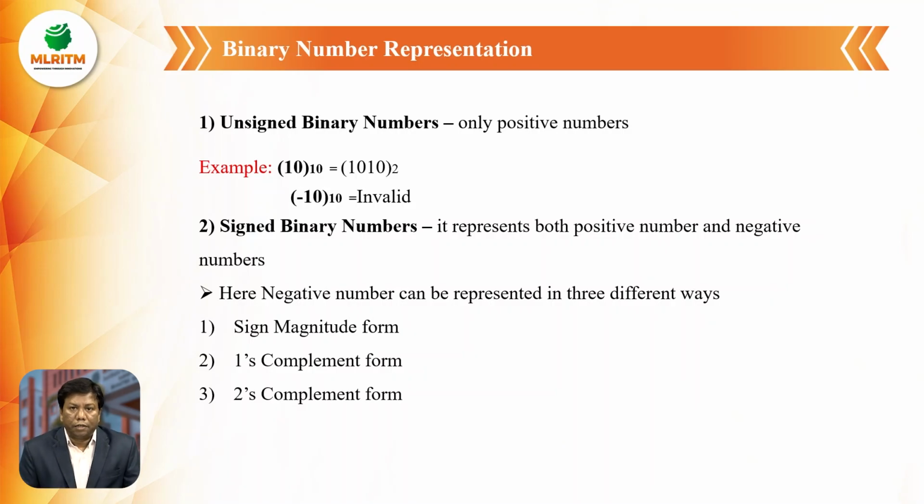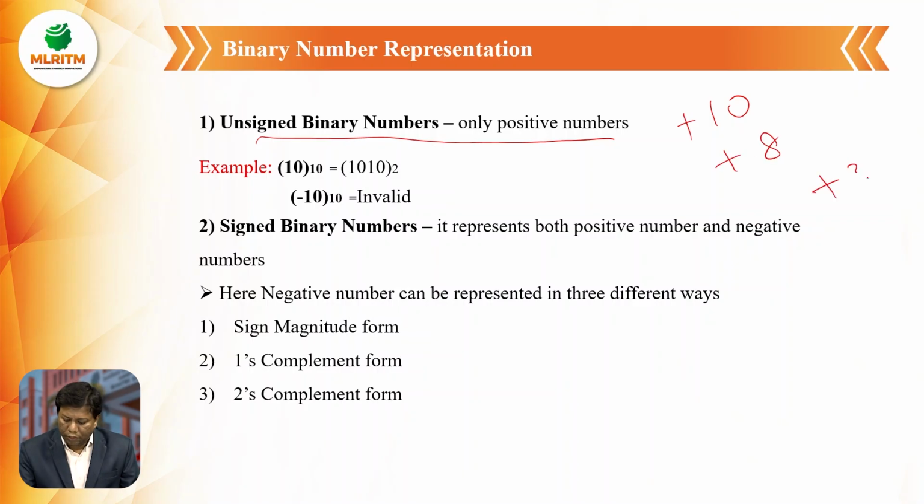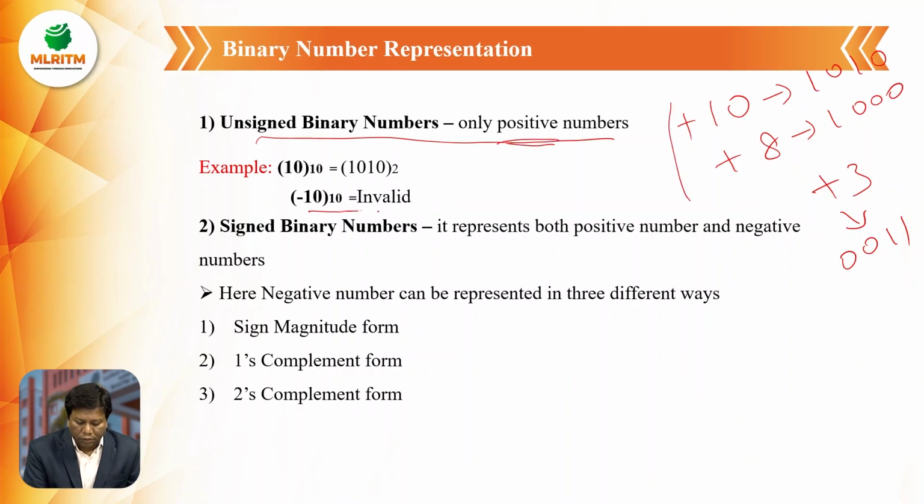Next, binary number representation. Here we have two types: unsigned binary number and signed binary number. Unsigned binary represents only positive numbers. Examples: positive 10, positive 8, positive 3. 10 can be written as 1010, 8 can be written as 1000, 3 can be written as 0011. It represents only positive numbers. Negative numbers are invalid for unsigned binary numbers.